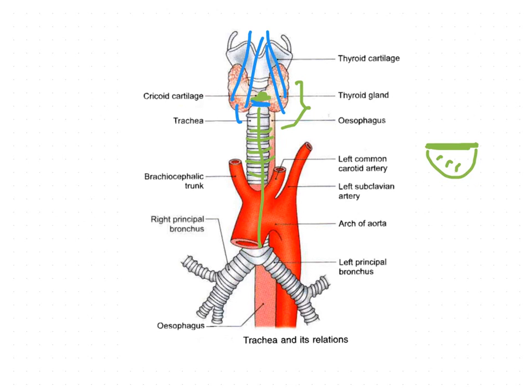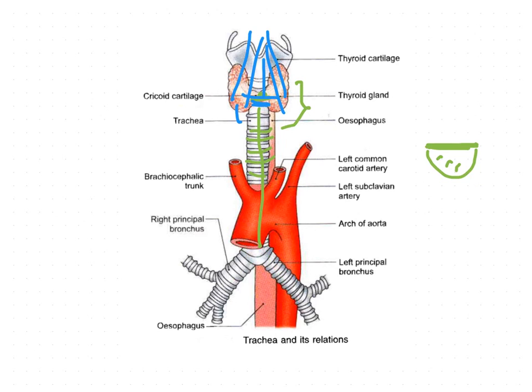Okay, that is the cervical part of the trachea, and also the pretracheal layer of deep cervical fascia, and also the superficial fascia and skin. These are the relations on the anterior aspect of the cervical part of the trachea.